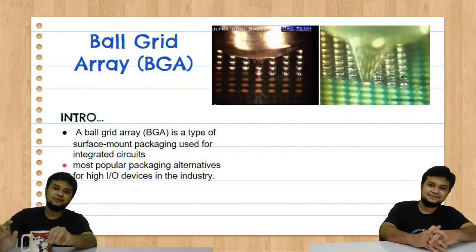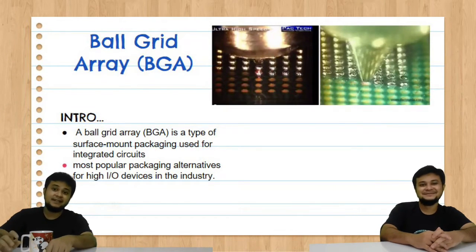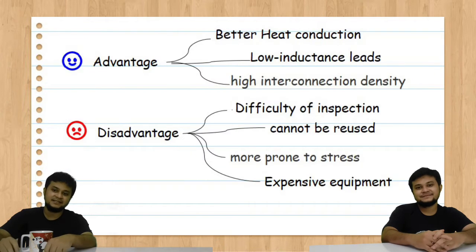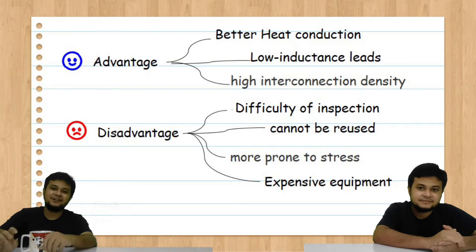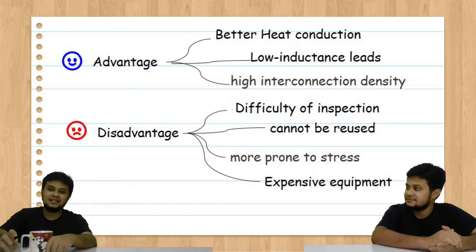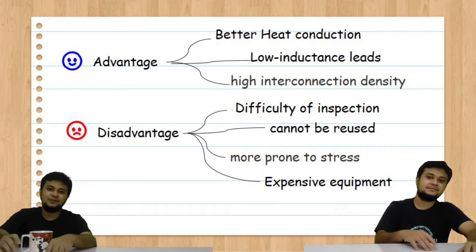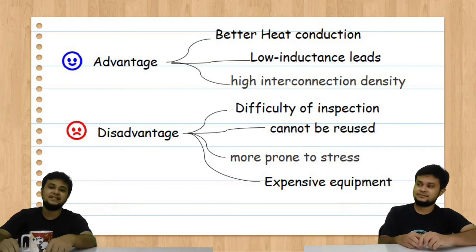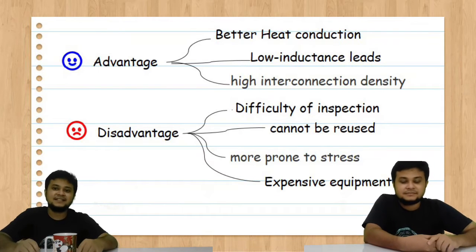Okay, let's move to the second one, which is ball grid array, BGA, a surface mount packaging type. The most popular advantage is that it has a high interconnection device. The advantage is better heat conduction. It has lower thermal resistance between the package and the PCB. This allows heat generated by the integrated circuit inside the package to flow more easily to the PCB, preventing the chip from overheating. Second, low inductance lead.